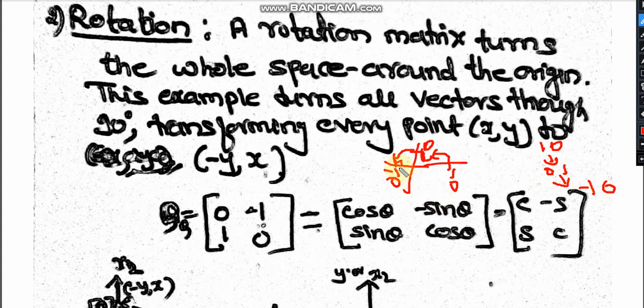And if I am rotating this by 90 degrees, what will be the values? 0 and minus 1. So if I am rotating this vector by 90 degrees, it is taking the value 0, minus 1. And if I am rotating this by 90 degrees, what will be the value taken? You can see 1, 0 back.